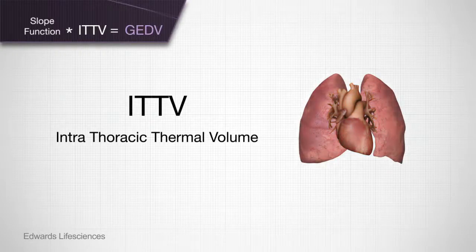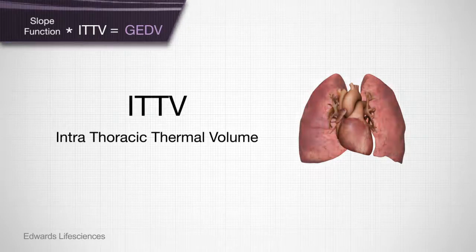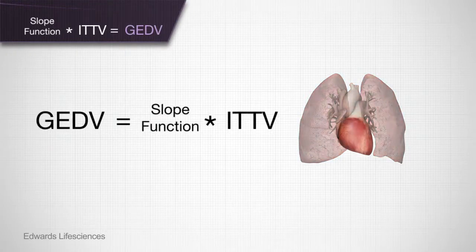It represents the total dilution volume within the thorax, which consists of the heart, lungs, and vasculature, that is calculated by the VolumeView TPTD algorithm. The GEDV is a reflection of the volume within all four chambers at the end of diastole.